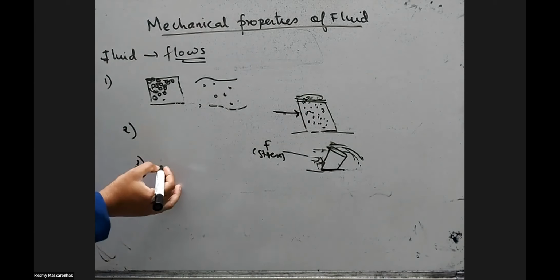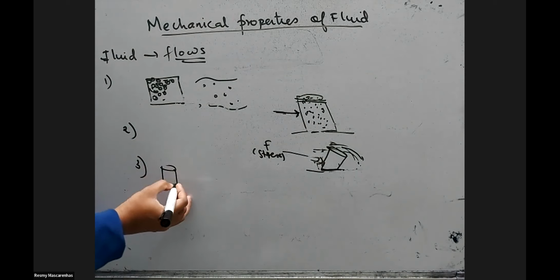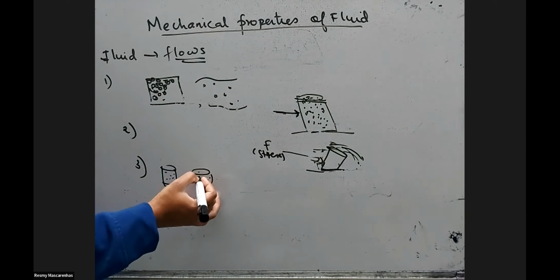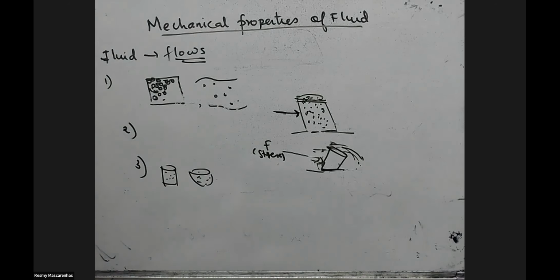So you know that if you take a glass, it will take the shape of a glass. If you take a bowl, it will take the shape of the bowl. Whatever vessel you pour this liquid into, it is going to take the shape of that particular vessel which is going to hold the liquid. Okay, so that's why the fluid has no modulus of rigidity.